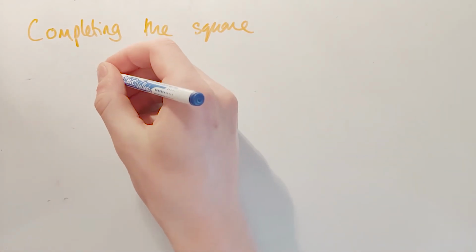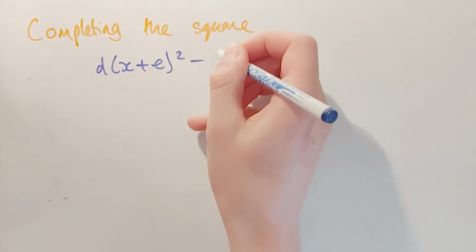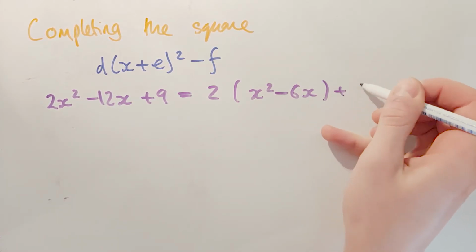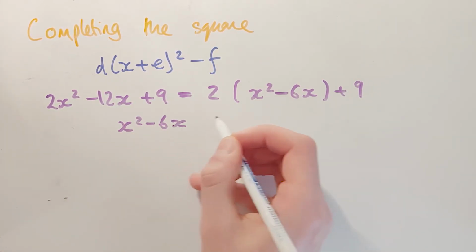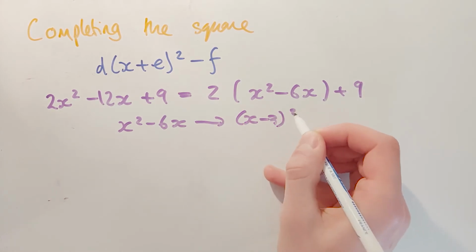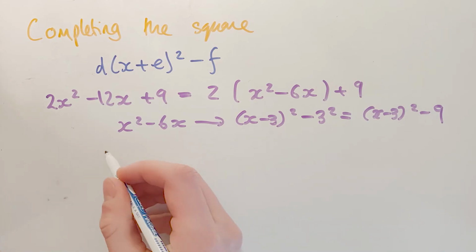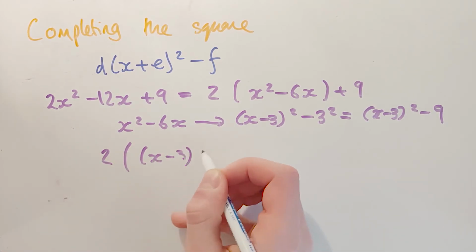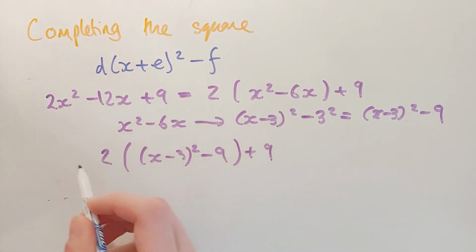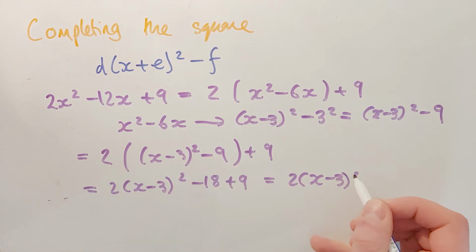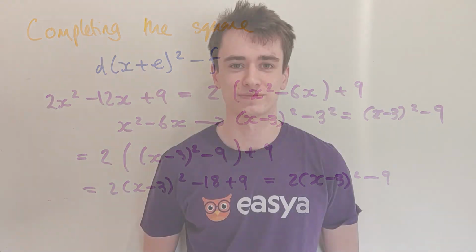Another higher level topic is completing the square. This is useful when we can't fully factorise the quadratic. To do this, factor out the first two terms so the coefficient of x squared is 1. Then take half the coefficient of x and put it in the bracket like this before subtracting the square of it. In this case, x squared minus 6x becomes (x minus 3) in brackets squared minus 3 squared. Then simplify the expression and you've successfully completed the square.